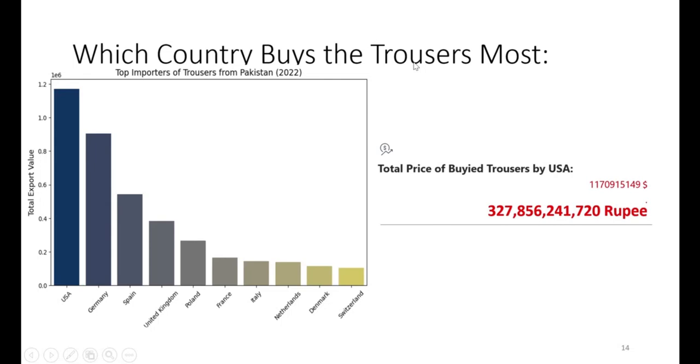So here are the countries which buy the most trousers from Pakistan. The top is USA, then Germany, then Spain, and then United Kingdom. And here is the total value in dollars and rupees. Till now, we have analyzed the top country, the top category, and the top product. So if someone wants to invest his money, from this he can see which are the top five products and which are the top five countries he has to go with.